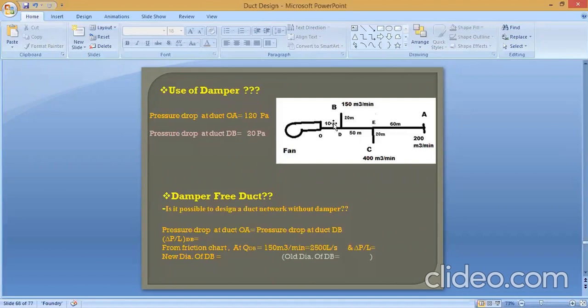What will happen? Short circuit takes place, meaning most of the air tries to escape through this duct D to B. It will not flow to the next, because on D to E, E to A, the resistance is 50 plus 60, 110. Air, like current, will also take the least path, so it will try to escape through D to B. So most of the air will now be short circuited through this D to B, and the occupants in rooms C and A will not get any air.